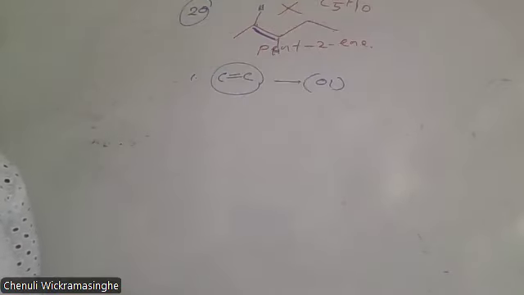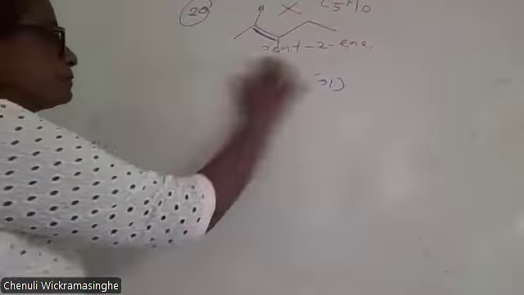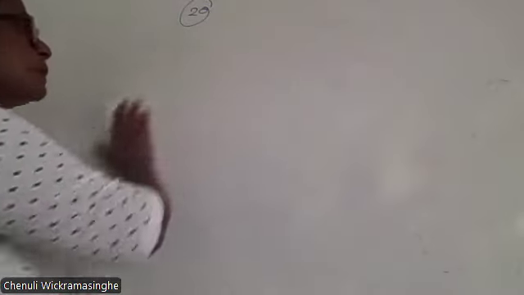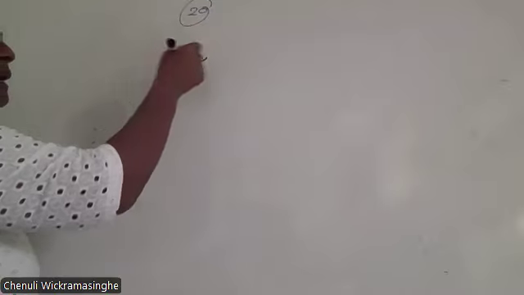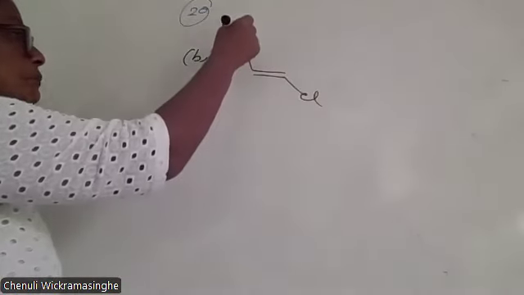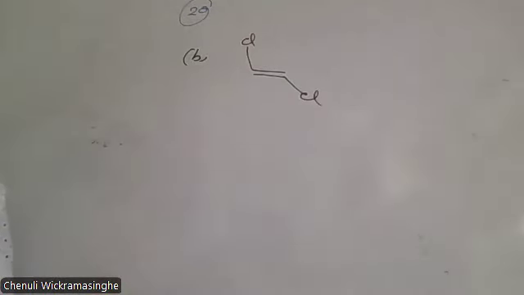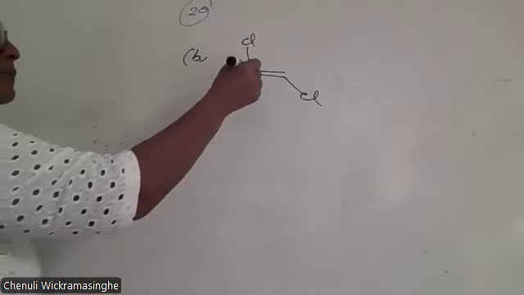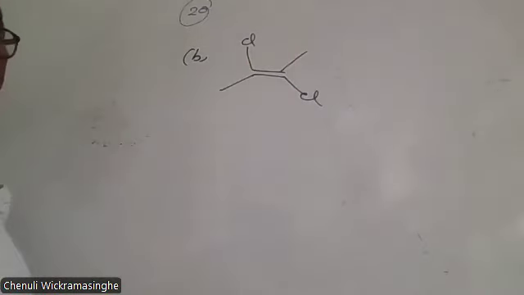B part of the question: another compound Y has a structure. We already spoke about the X structure and Y structure. So this is the B part of the question. Y is an alkene having chlorine and chlorine, this is how it's given to you, and then there would be two alkyl groups. You're asked to give the IUPAC name for compound Y.